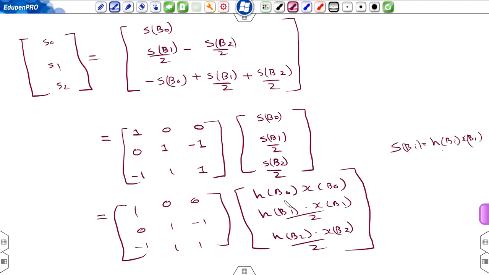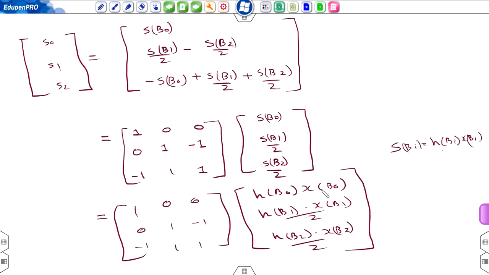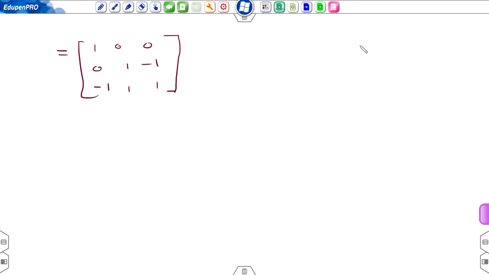Further, this matrix consists of elements from two different equations. First is h of beta I, second is x of beta I. So I can also separate this. On the right hand side I will have 0 0 as it is, this matrix as it is, and from this I can separate x of beta 0, x of beta 1 and x of beta 2. So I can write a column matrix: x of beta 0, x of beta 1 and x of beta 2.